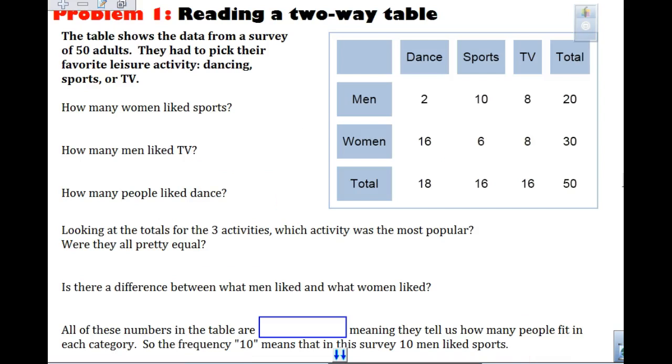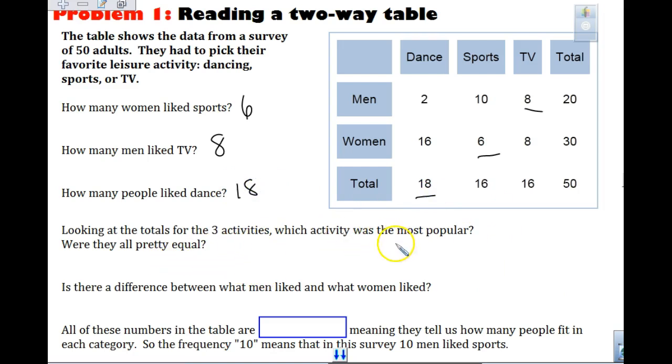So here's how we look at a two-way table in reading our information. The table shows data from a survey of 50 adults. They had to pick their favorite leisure activity: dancing, sports, TV. So as we look at this table for information, how many women like sports? 6. How many men like TV? 8, right? So we're going to go men, TV, 8. Okay. How many people like dance? 18. So we're going to go to our total down there, right? So the 18 that we are looking at.